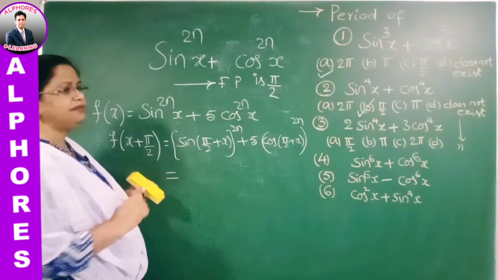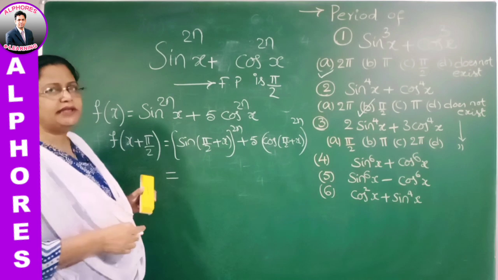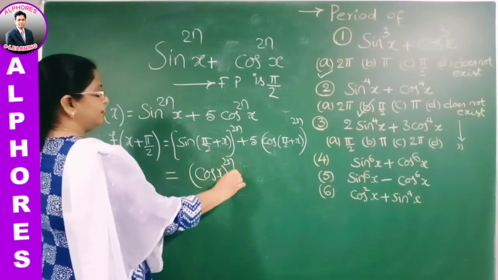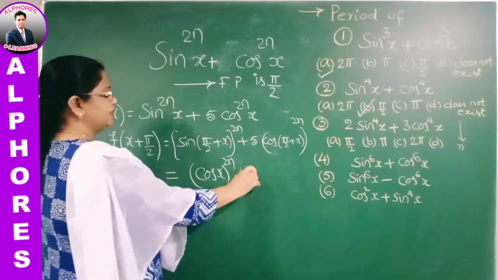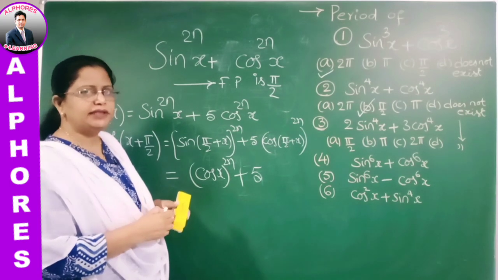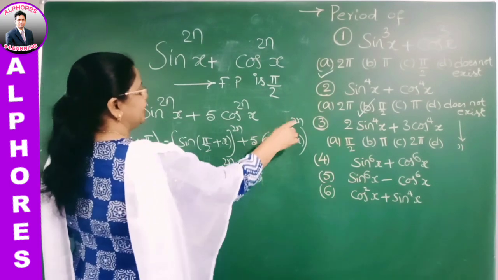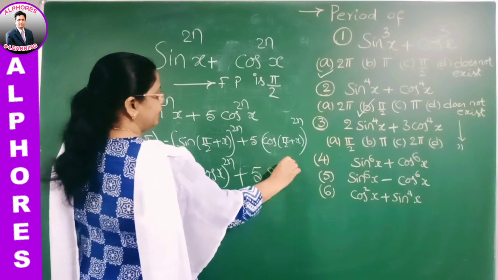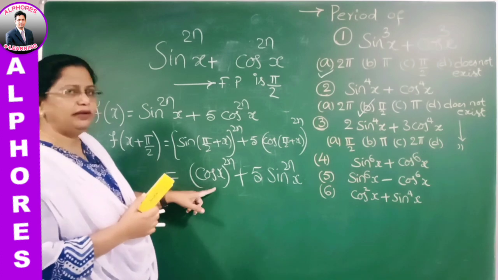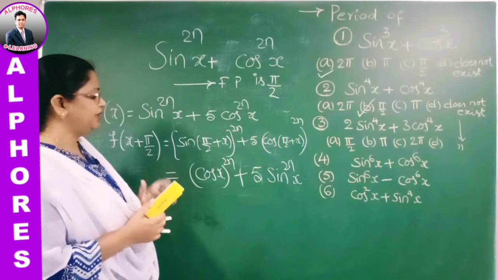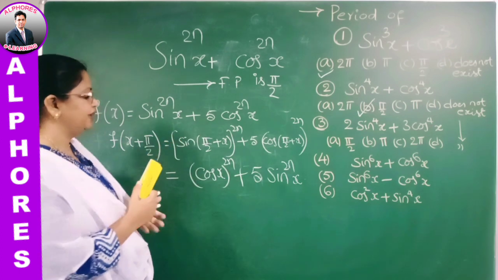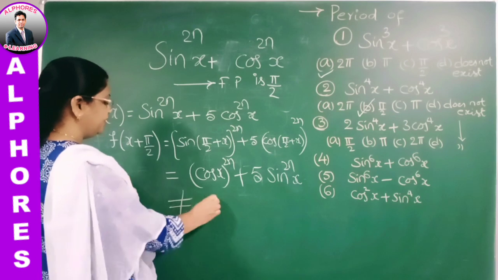Now what about this value? Sin of (90 plus x) is nothing but cos x, whole to the power of 2n, and plus, what about here? 5 times cos of (90 plus x). So what is cos of (90 plus x)? Minus sin x. Minus sin whole to an even power gives sin to the power of 2nx. Therefore, students, observe here, whenever you get it this way, 5 is before the cos, whereas the other term has no 5. That means this is not equal to f of x.